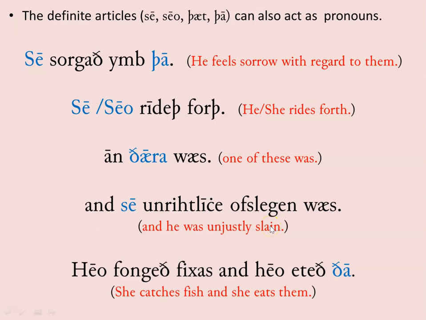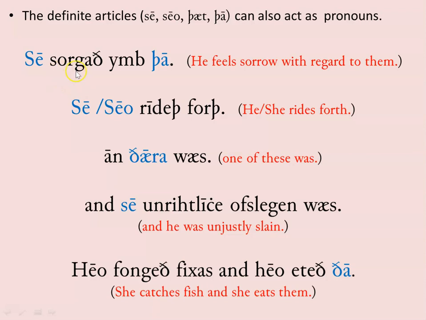Perhaps I might have just missed something here, but this should be a dot above here, so it's a y sound. Afsalayan was, and he was unjustly slain. Unrichtliche, unjustly, unrightly. Say indicating masculine, he, so it was him that was unjustly slain. Heo fongeth fixus, and heo eteth tha. She catches fish, and she eats them. Eats, eteth, them, tha, and heo is she.